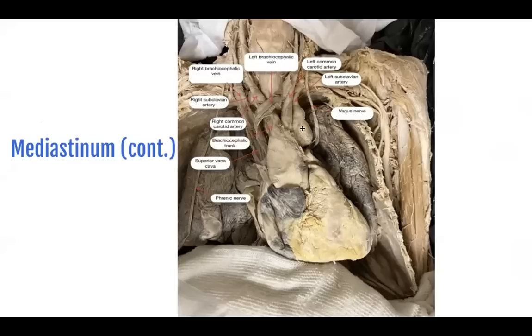So this is going to be the left subclavian artery. This will be the left common carotid. This we can see is going from left all the way to right, crossing over, is the left brachiocephalic vein, which will join with the right brachiocephalic vein and create right here the superior vena cava. And then lastly, we have the brachiocephalic trunk.